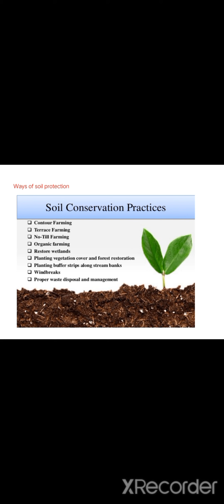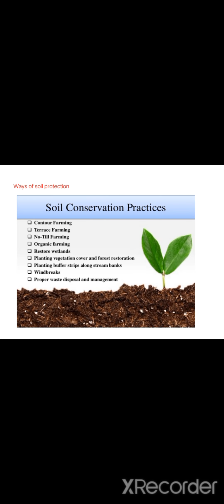Another method is practice terrace farming. This second picture shows terrace farming. Terrace farming also helps in soil conservation by preventing the washing away of soil nutrients by rain.